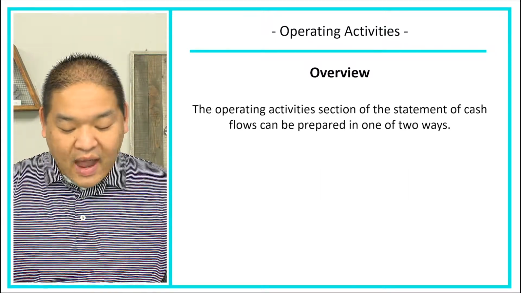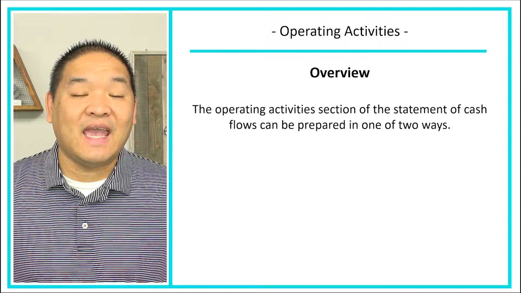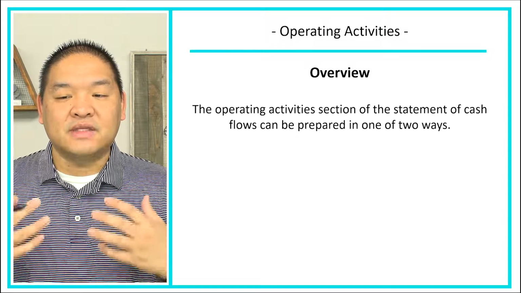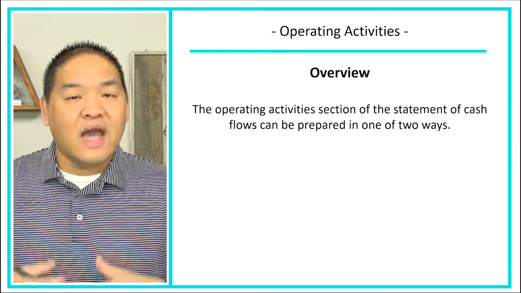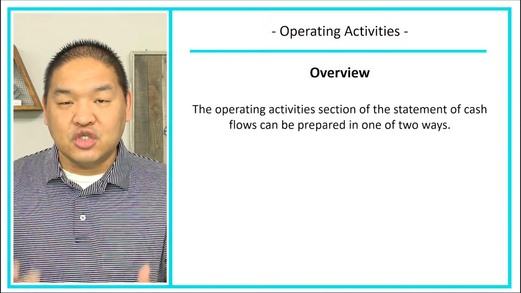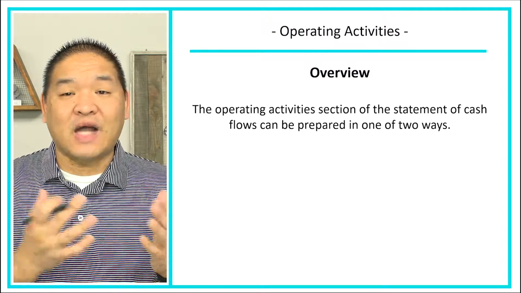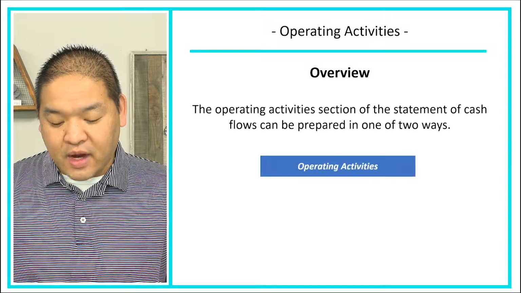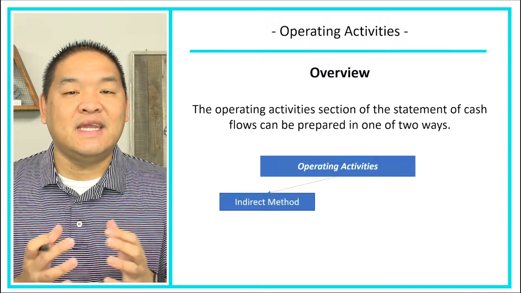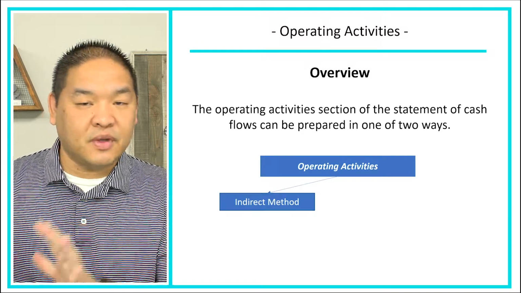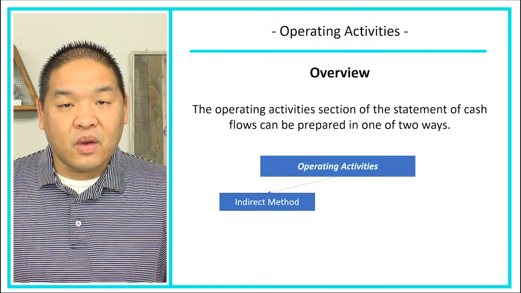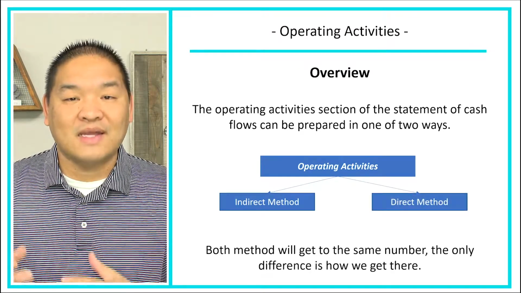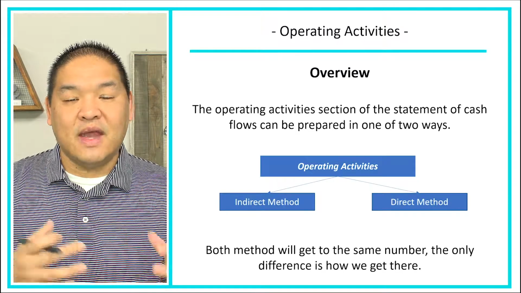Now, the operating activities section of the statement of cash flows can be prepared in one of two ways. When we're looking at how we prepare the statement of cash flows, the next question is, how do we prepare the operating section? We've got two ways of doing that, and accountants can use either way. They're both appropriate under GAAP. The first way is using the indirect method, which we'll explain in a few minutes. The other way is using the direct method. So we've got the indirect method and the direct method.